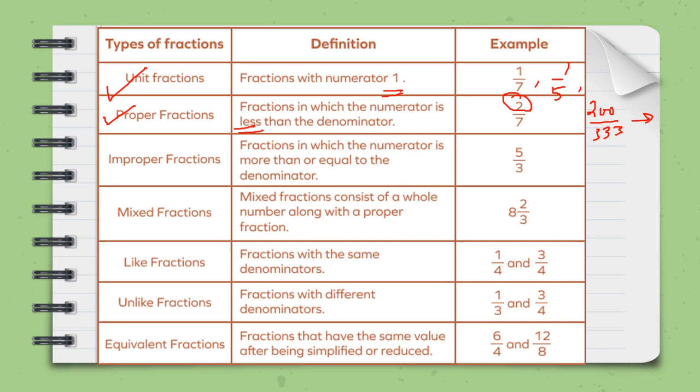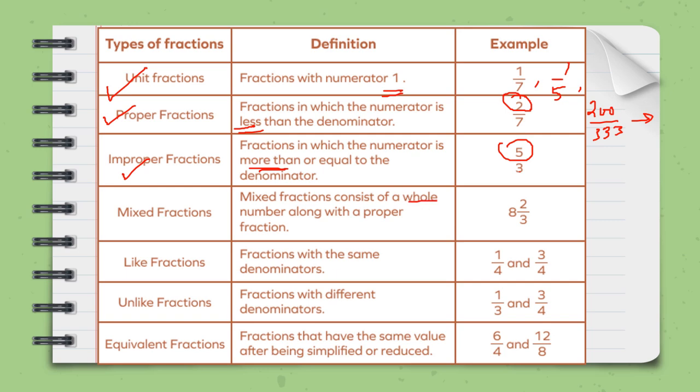And on the contrary, an improper fraction is something where the numerator is more than the denominator. I don't say equal because when it is equal, it becomes 1. So when the numerator is greater than the denominator, then we call it an improper fraction. So 5 is greater than 3, a bigger number than 3. So it is an improper fraction.